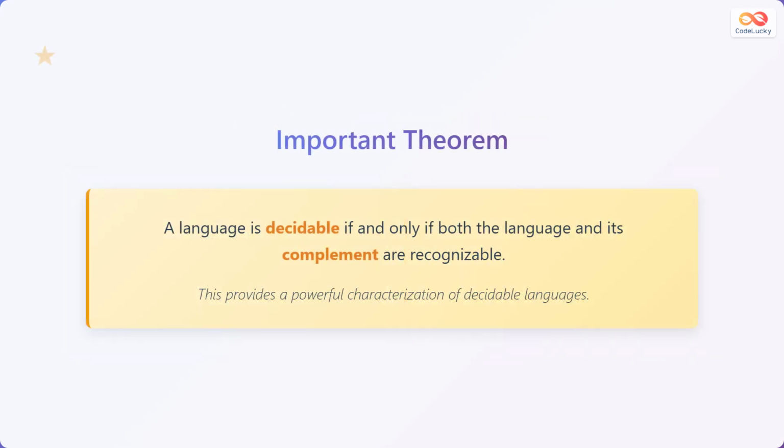Here's an important theorem that sheds light on the nature of decidable languages. A language is decidable if and only if both the language itself and its complement are recognizable. The complement of a language is simply the set of all strings that are not in the original language. This theorem provides a powerful characterization of decidable languages, linking them to the concept of recognizability and the relationship between a language and its complement.